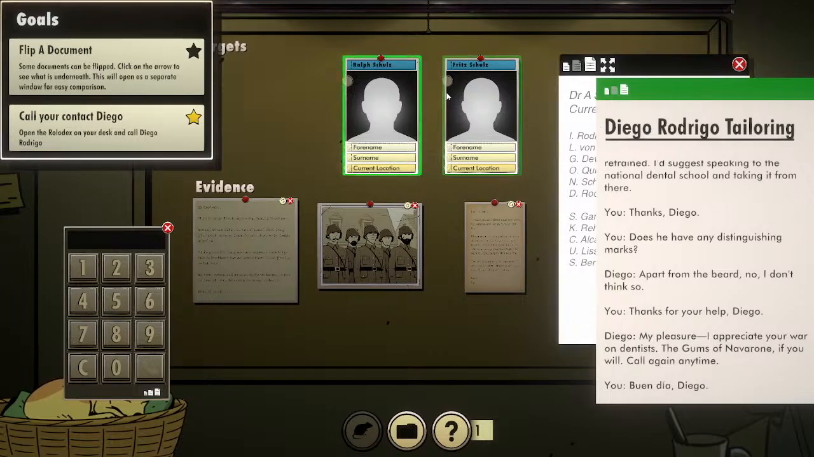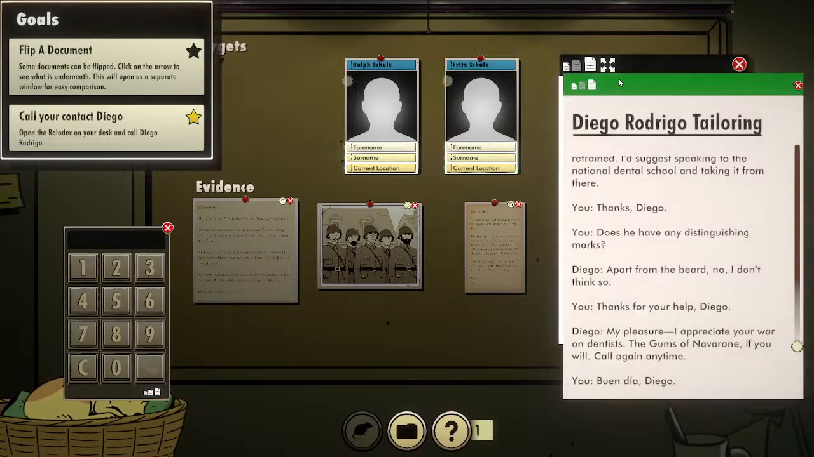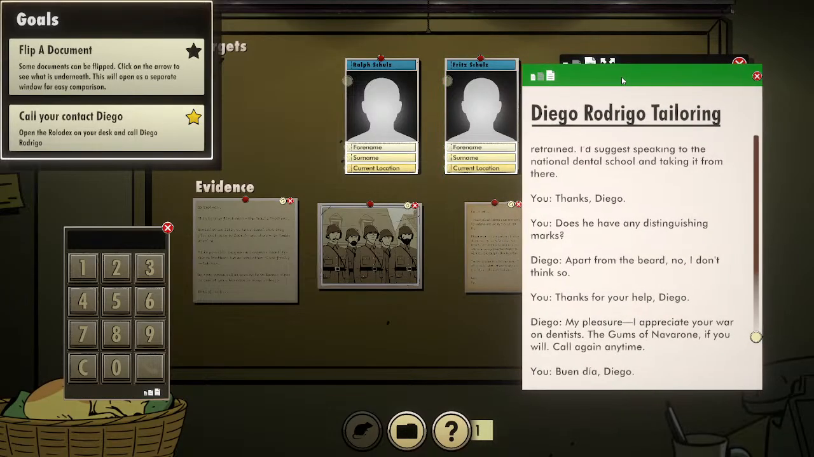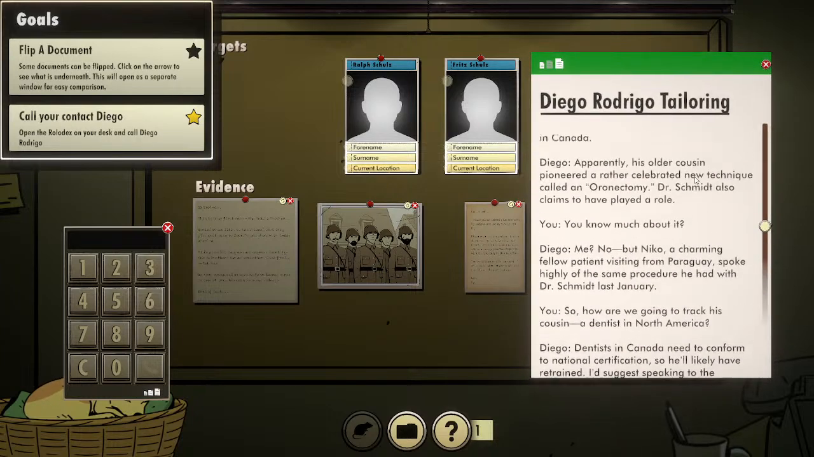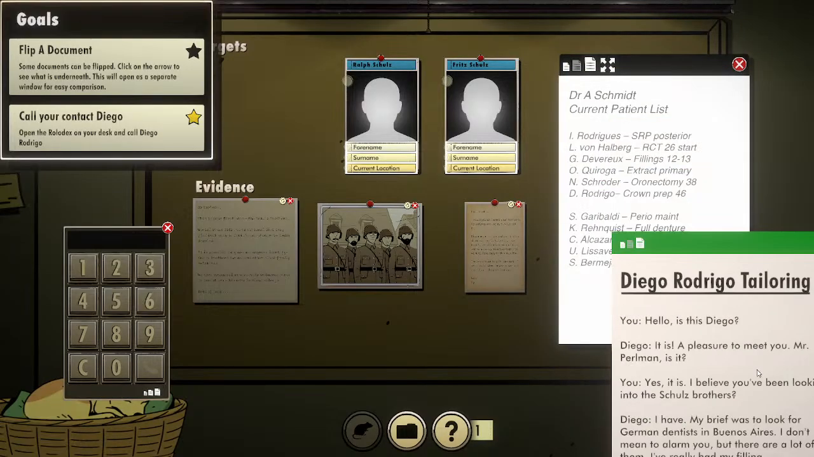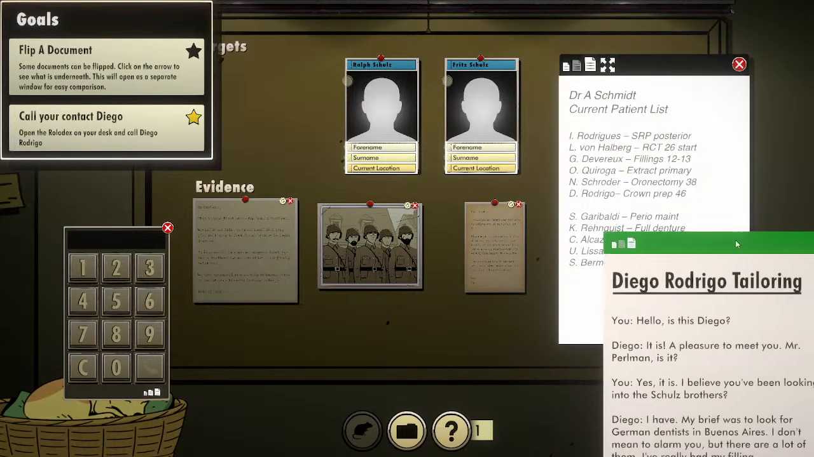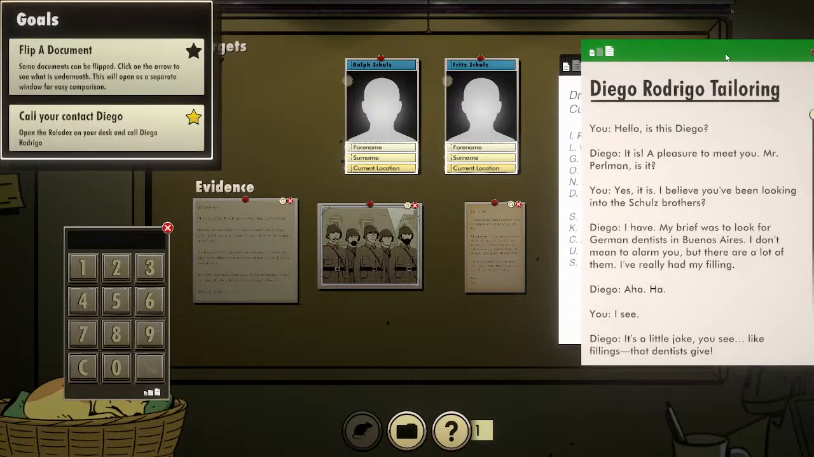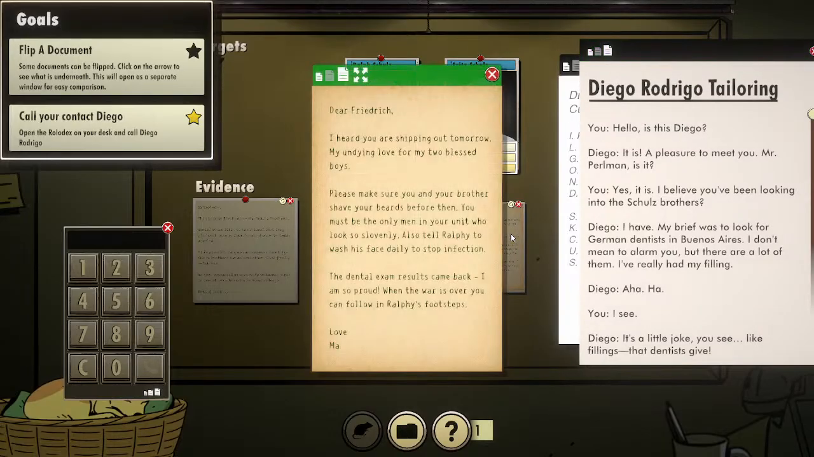Ralph Schultz and Fritz Schultz. Okay, so we know their real names. We're looking for their pseudonyms. So we don't have any idea which one is Ralph and which one is Fritz, do we? These could be the two cousins, I suppose.